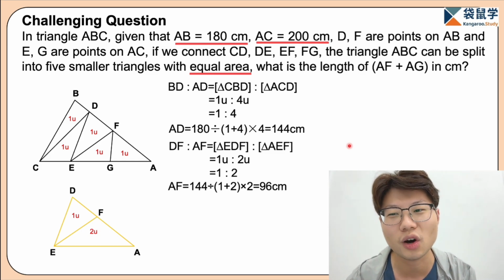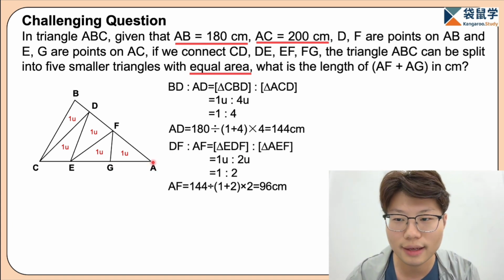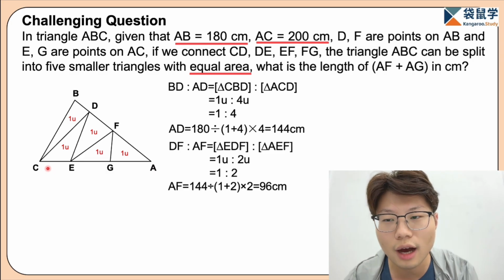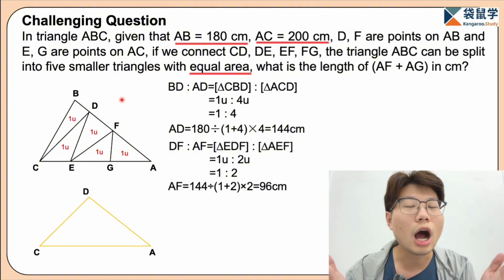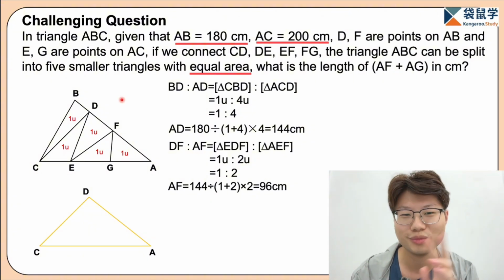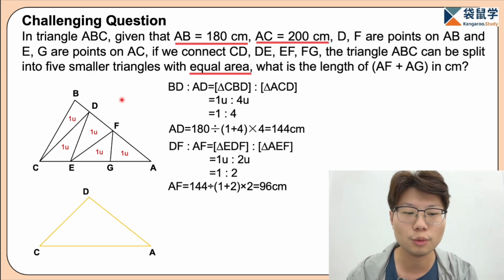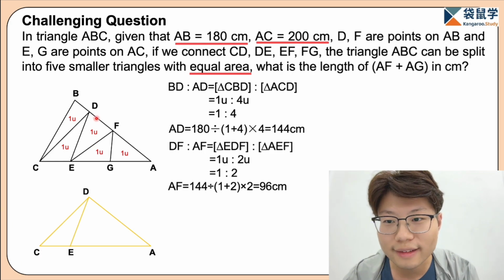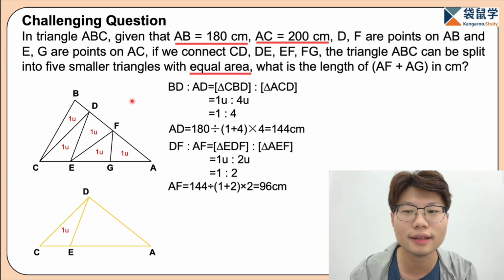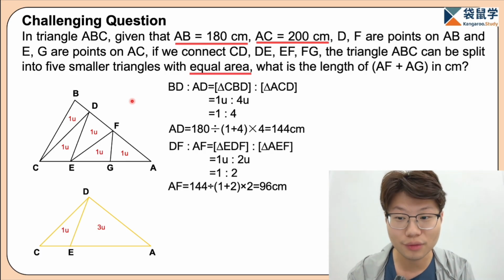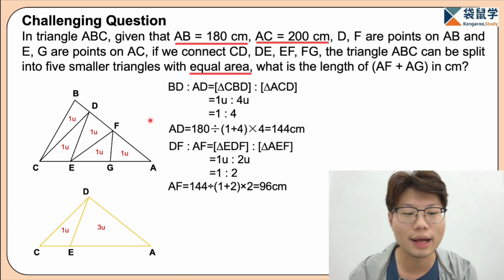Now we need to find the length of AG. Let's see. AG is on the side AC, and the side AC is in the triangle ACD. Then let's see the triangle ACD now. How can we cut this cake into 2 parts? Oh, we can find the side DE cuts this into 2 parts. What is the area of triangle CED? It's 1 unit. How about the triangle ADE? Oh, it's 3 units. Then what is the ratio of CE to AE? 1 unit to 3 units is 1 to 3.